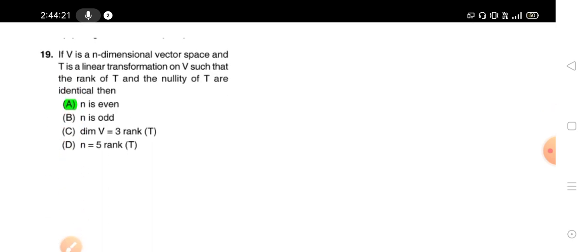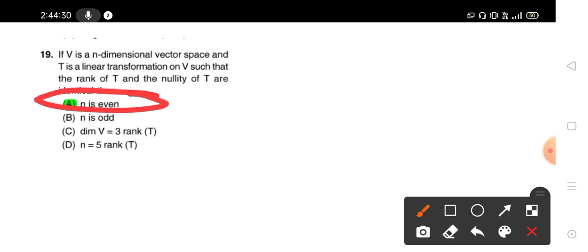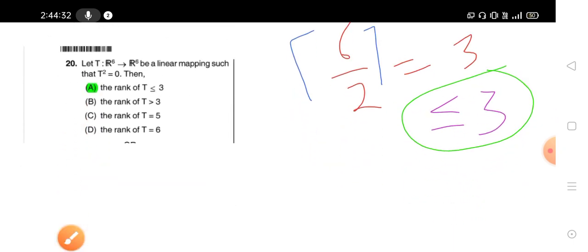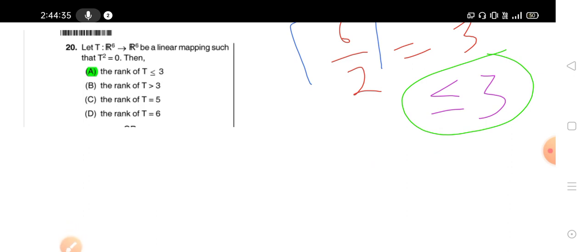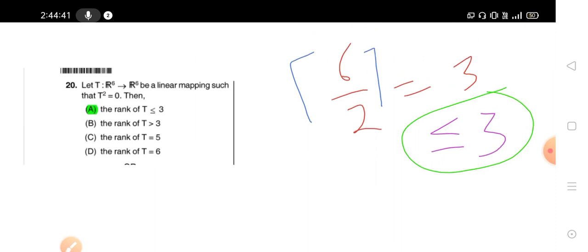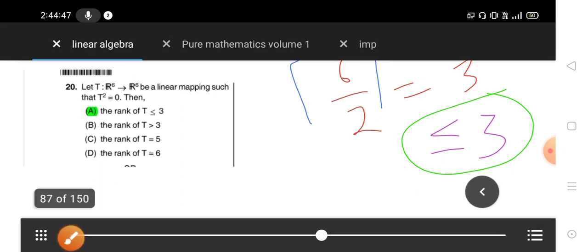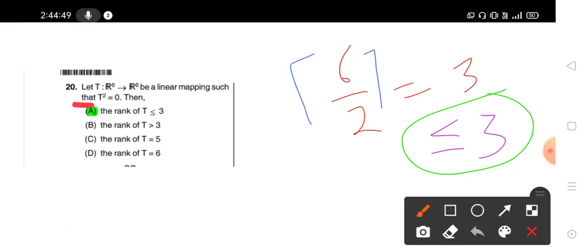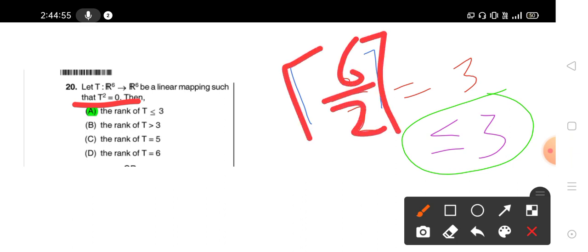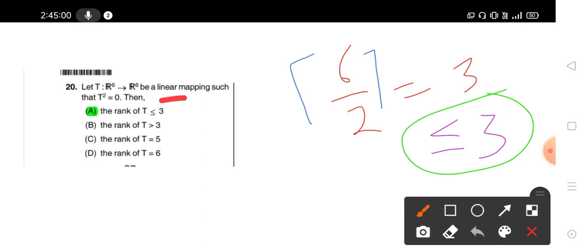Let V be an n-dimensional vector space and T a linear transformation on V such that rank of T and the nullity of T are identical. This is a repeated question. Now let T from R6 to R6 be a linear mapping such that T square equal to 0. Here given R6, that is 6, find the rank of T. Here rank of T is at most 6 upon 2, greatest integer function, that is 3. So option A is correct.